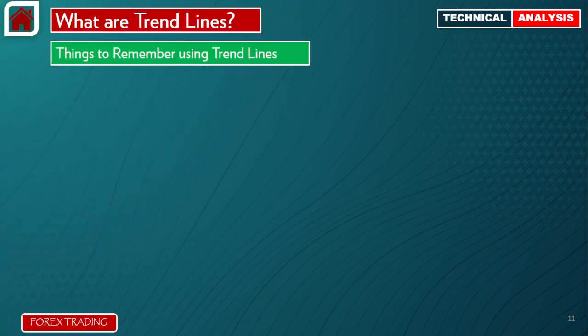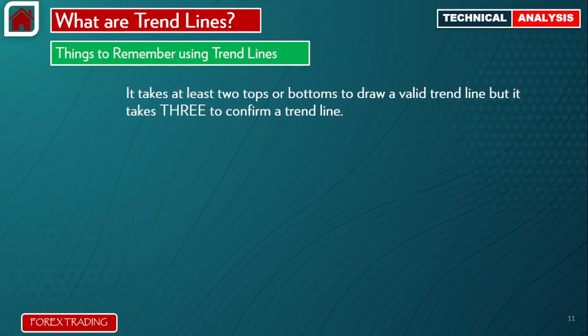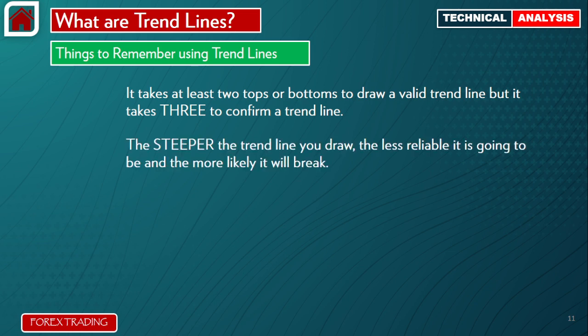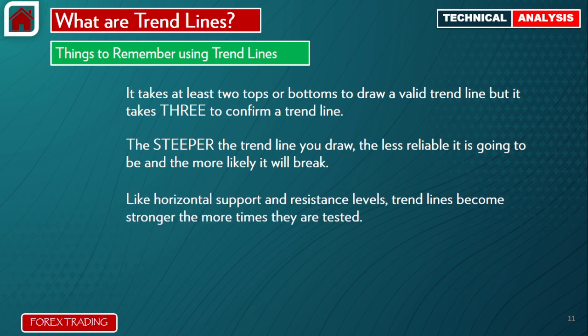So, some things to remember about using trend lines. It takes at least two tops or bottoms to draw a valid trend line, but it takes three to confirm a trend line. If you have 2 points that you can connect, it means you have a trend line. And if you have a third one, then it means it's a definite trend line. The steeper the trend line you draw, the less reliable it is going to be and the more likely it will break. Like horizontal support and resistance levels, trend lines become stronger the more times they are tested.